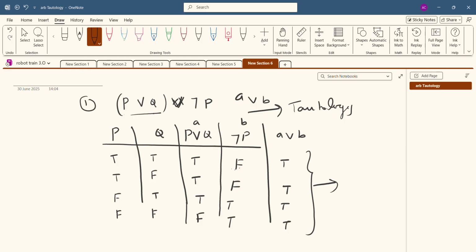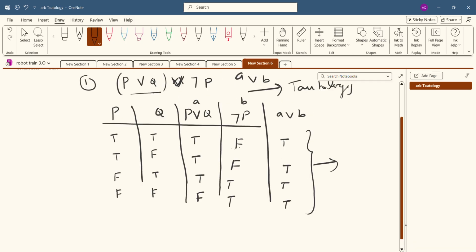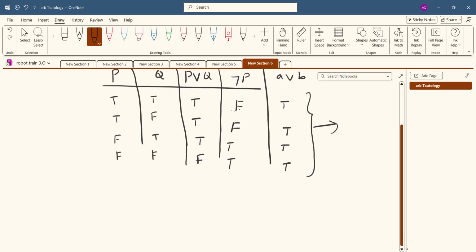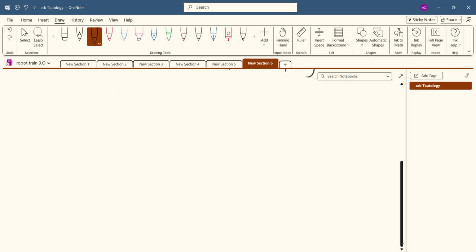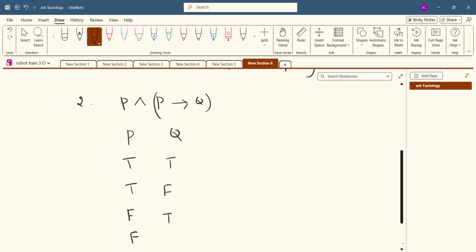One more example I want to prove. The second problem: P conjunction, P conditional Q. Once again, how are we going to write the truth table? First you have to check how many propositional variables are involved in the statement, P and Q, only two. So I have two columns, P and Q, with 2 true followed by 2 false and 1 true followed by 1 false, isn't it?